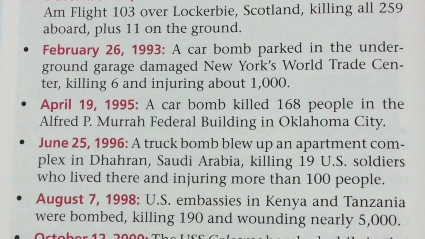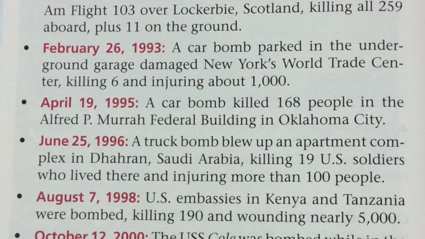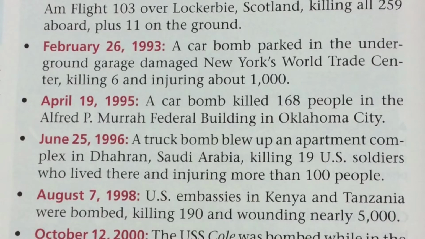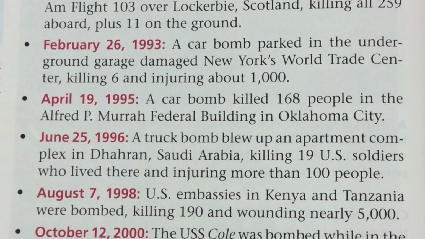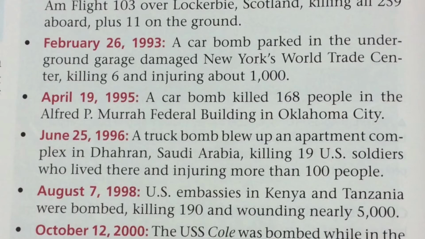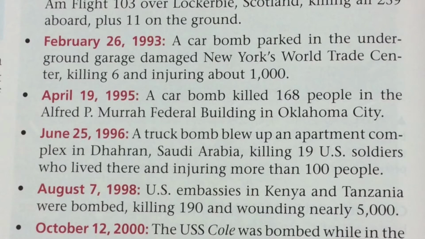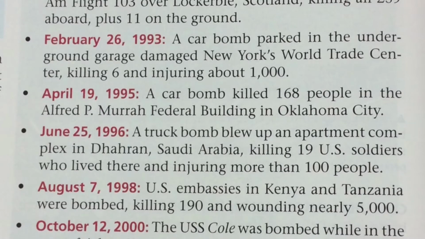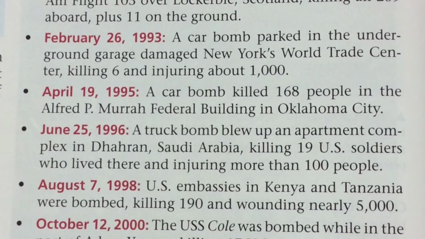Now, the next section, I want to look at the different terrorism against the United States, or against Americans. First is December 21st, 1988. A terrorist bomb destroyed Pan Am Flight 103 over Lockerbie, Scotland, killing all 259 people aboard, plus 11 people on the ground. February 26, 1993, a car bomb parked in the underground garage damaged New York's World Trade Center, killing 6 and injuring about 1,000.